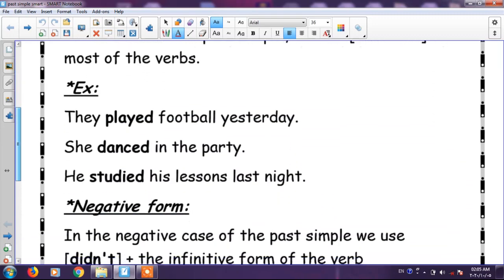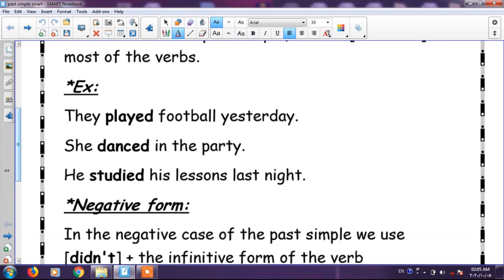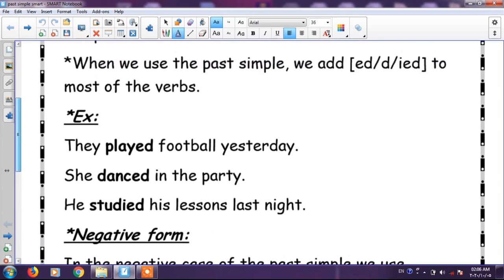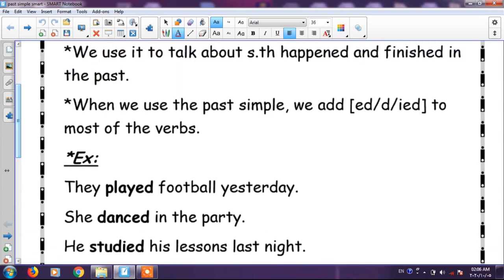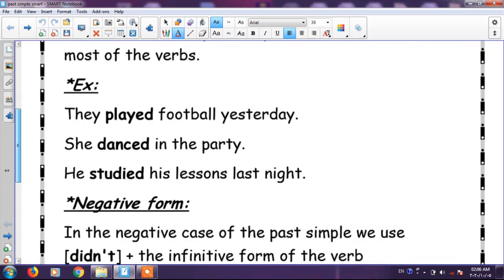For example, they played football yesterday. She danced in the party. He studied his lessons last night. Okay. Here, what did you notice? When we use the past simple tense, we add ed, d, or ied to most of the verbs.